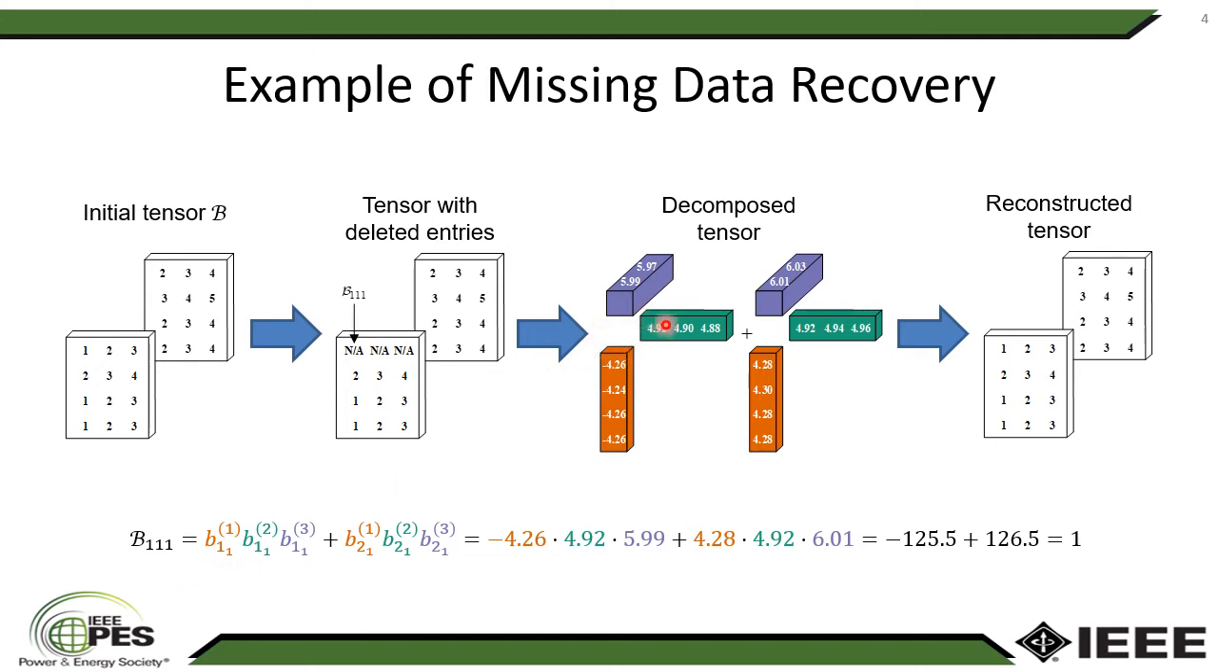So we have the corresponding values from the factor vectors of the first rank 1 tensor multiplied, plus the corresponding values of the second rank 1 tensor multiplied. And we can get the correct answer for the first element of the first row of the first slice.